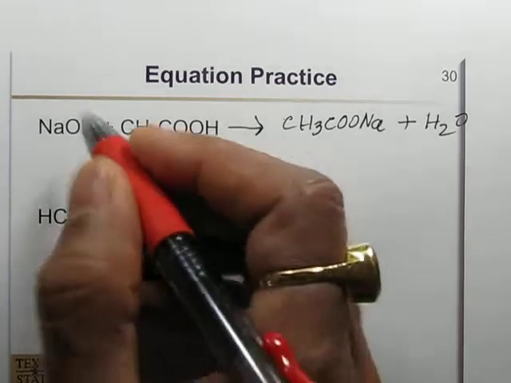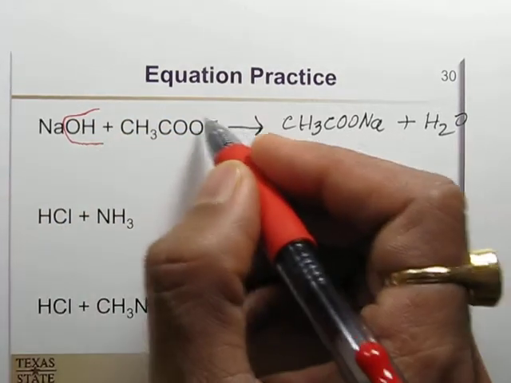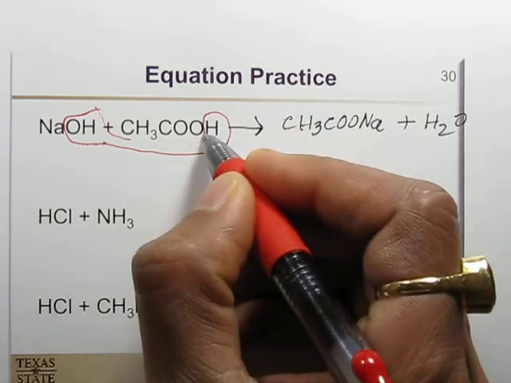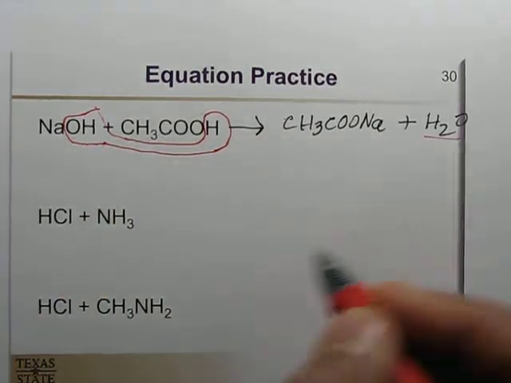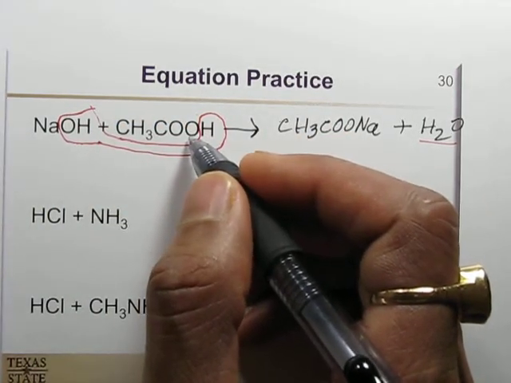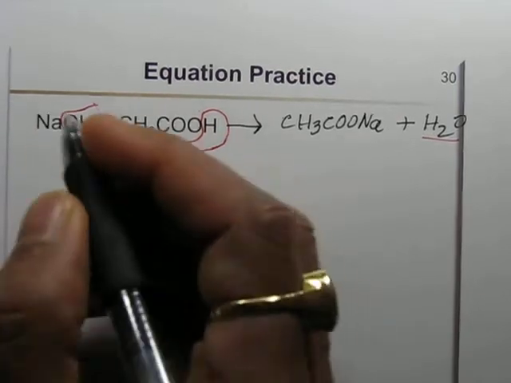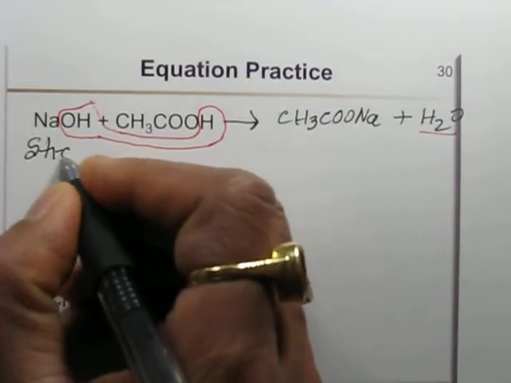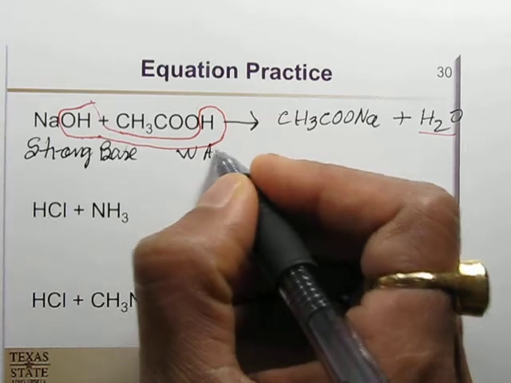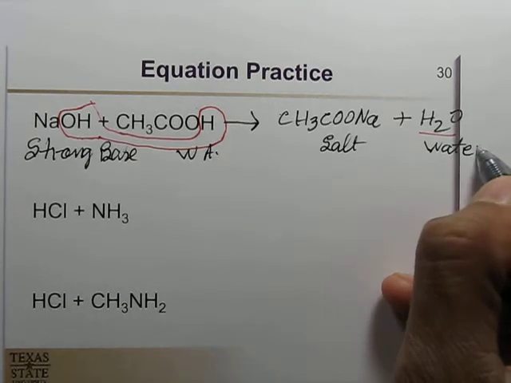So what will happen, basically we can use this red pen: sodium hydroxide provides the hydroxyl ion, and the proton will come from the acetic acid to give water, and the sodium ion will react with the acetate ion to form sodium acetate. And here this is a strong base, this is a weak acid, and this is salt, this is water, right? So this is a neutralization reaction.